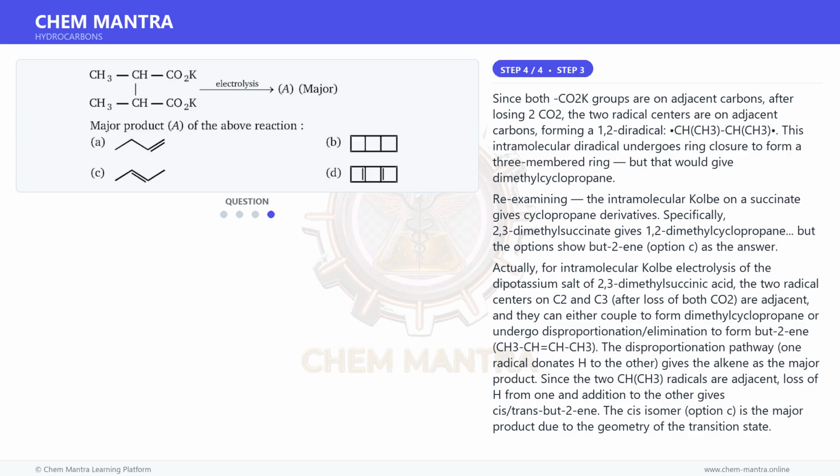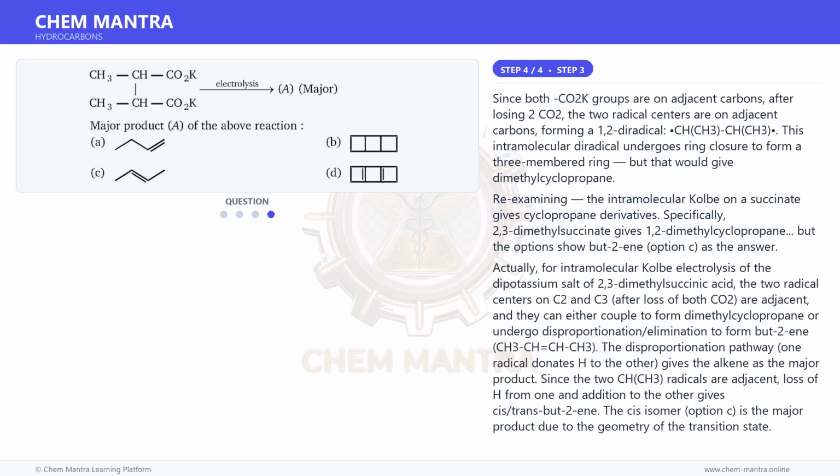form 2-butene, CH3CH=CHCH3. The disproportionation pathway, one radical donates H to the other, gives the alkene as the major product. Since the two CH(CH3) radicals are adjacent, loss of H from one and addition to the other gives cis or trans 2-butene. The cis isomer, option C, is the major product due to the geometry of the transition state.